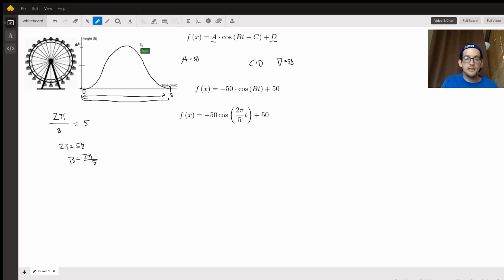This is just an example. This is based entirely on the graph I drew and came up with. If you draw something else and choose different numbers, you might end up with something different. But that is the general process you would go through to find these values, A, B, C, and D, or in this case, just A, B, and D, and cause it to mimic what you would see on a Ferris wheel.